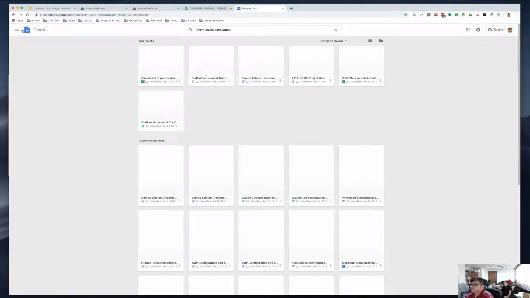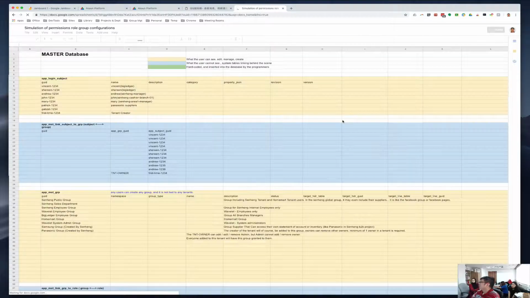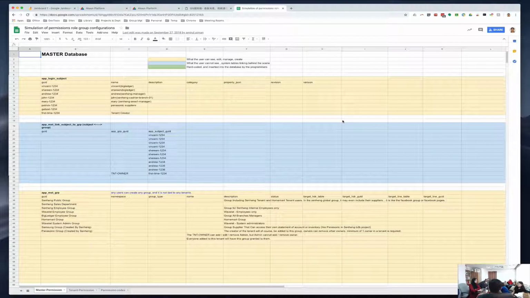This is a simulation of a permission. How many of you have actually seen this file? I've only seen it once. I can tell you, this file was done weeks or months ago, and when we did this file, I sent an email to the team, I think in the Big Ledger Google group as well.